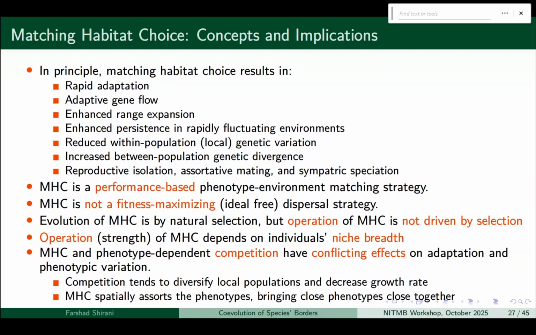Now this raises the question: can competition still create range limits if the dispersal is adaptive and gene flow is adaptive? Because I just showed you that maladaptive gene flow was contributing to the formation of range limits. Now, if the gene flow is adaptive, do we still get range limits or not? So we try to model that.